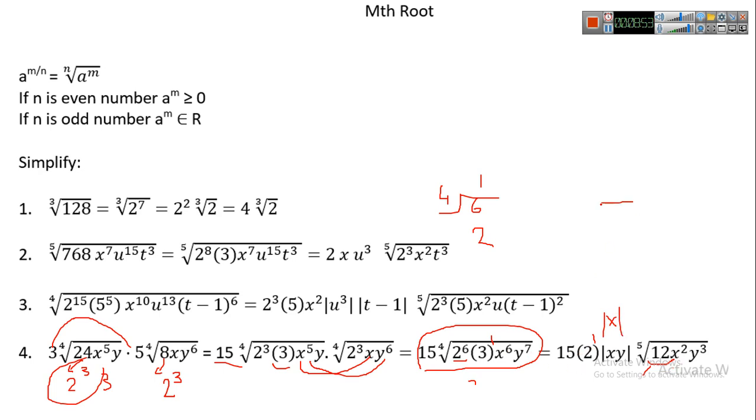And y^7, if you divide 7 by 4, 1 and 3. So you have y outside and y cubed inside. So you can put it in one absolute value. So that's it concerning the nth root.